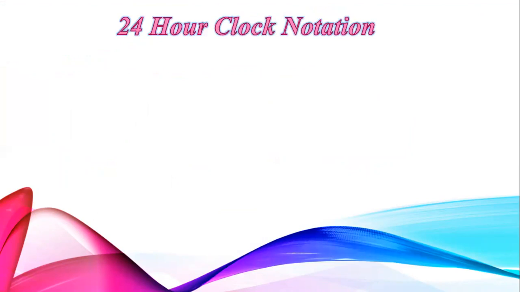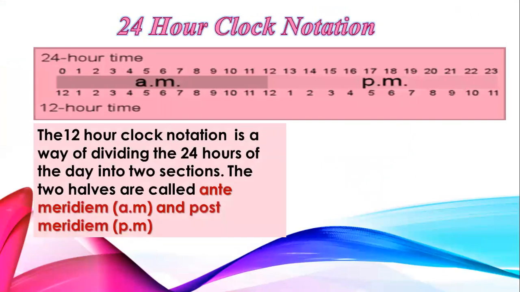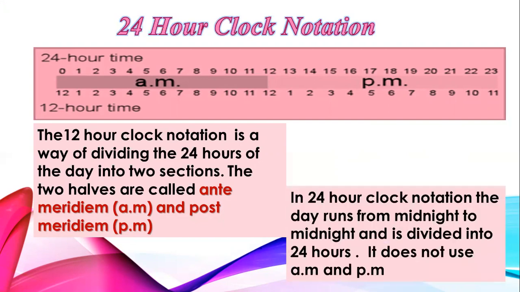24-hour clock notation. The 12-hour clock notation is a way of dividing the 24 hours of the day into two sections. The two halves are called antemeridiem and postmeridiem. In 24-hour clock notation, the day runs from midnight to midnight and is divided into 24 hours. It does not use AM and PM.